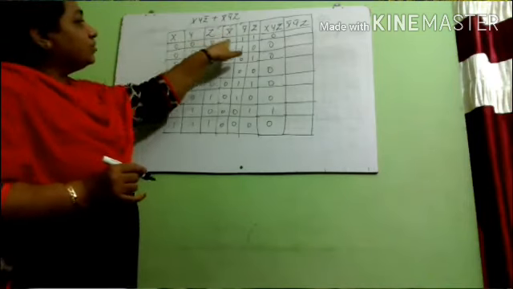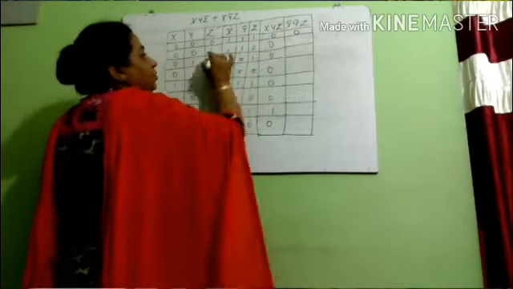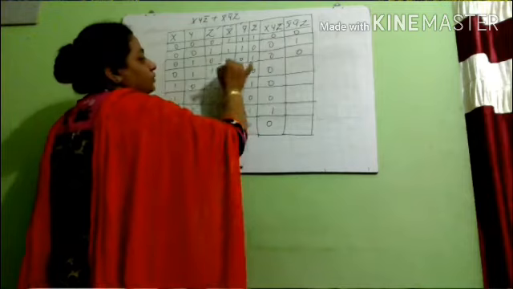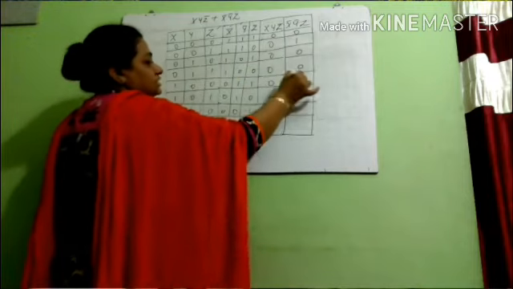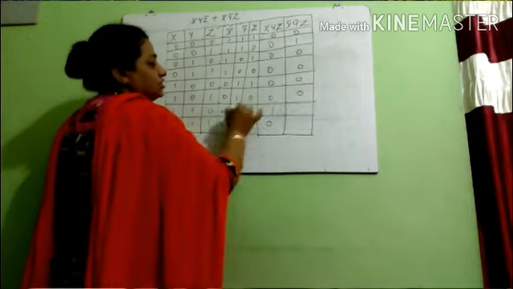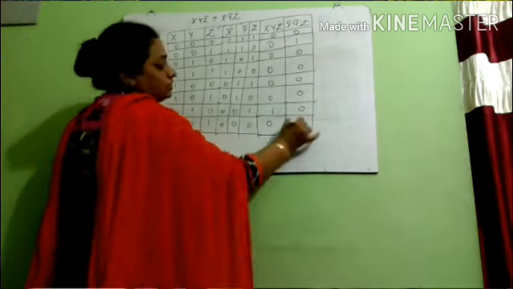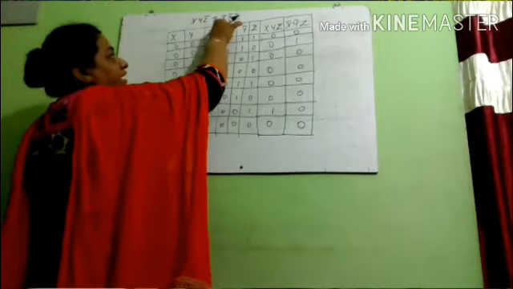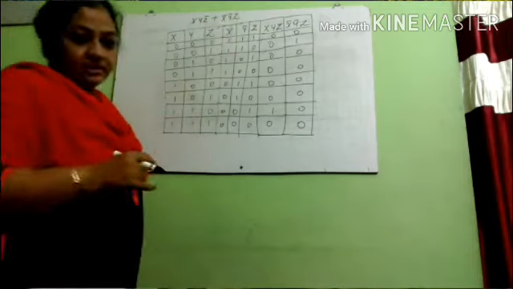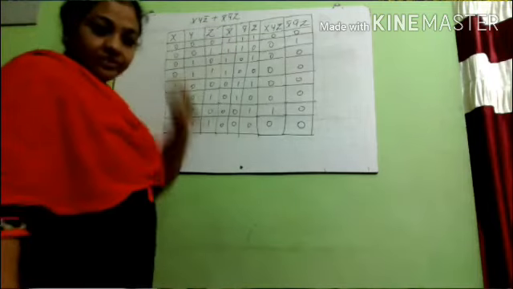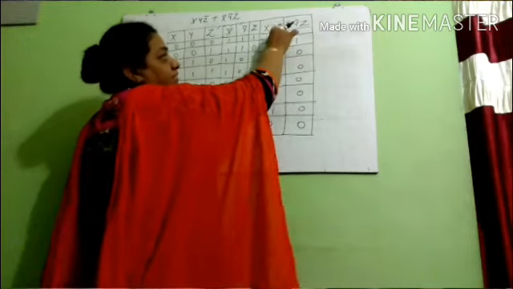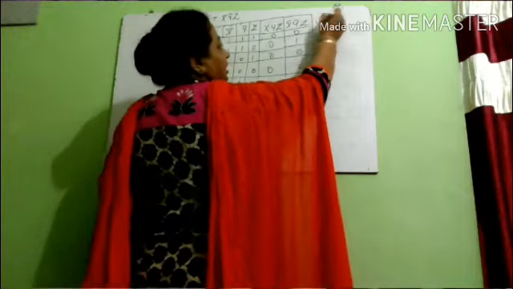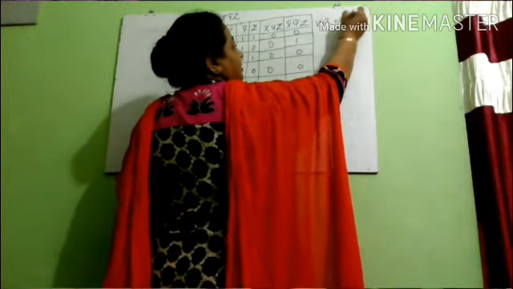Let us move on to the next column, that is X bar, Y bar, Z. These three columns, X bar, Y bar and Z, we have to AND.